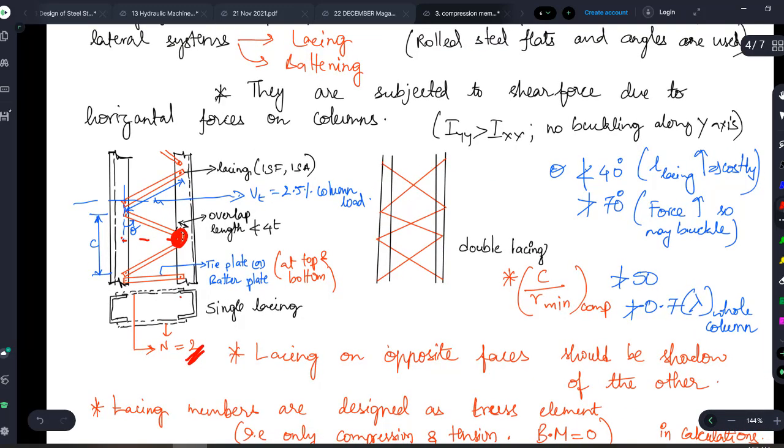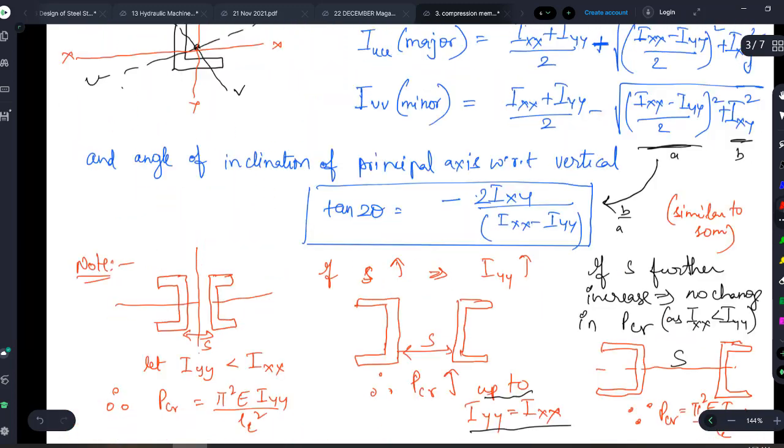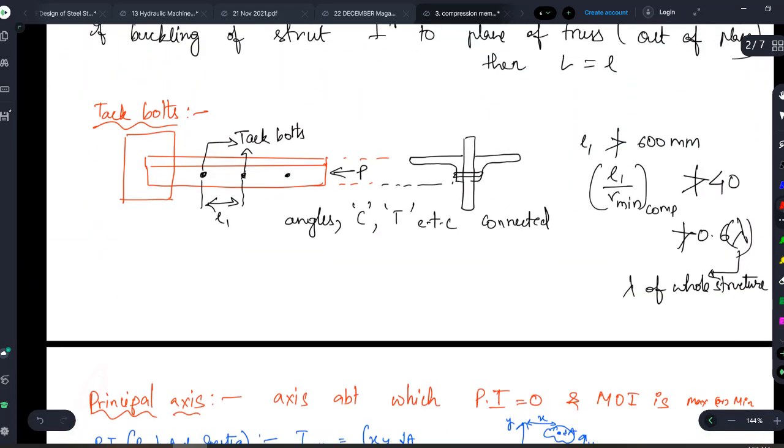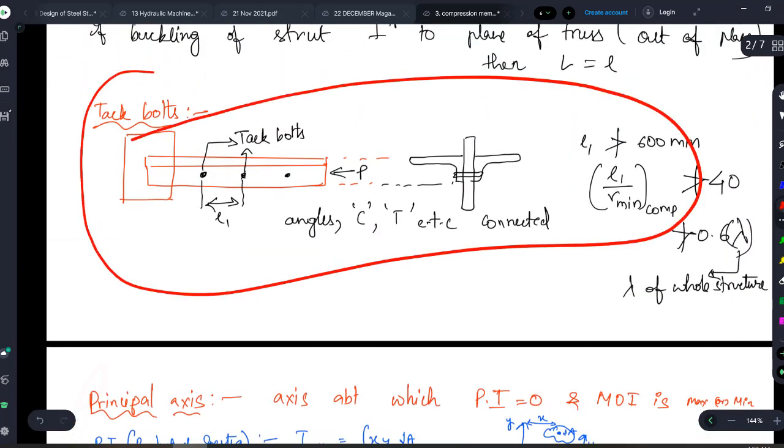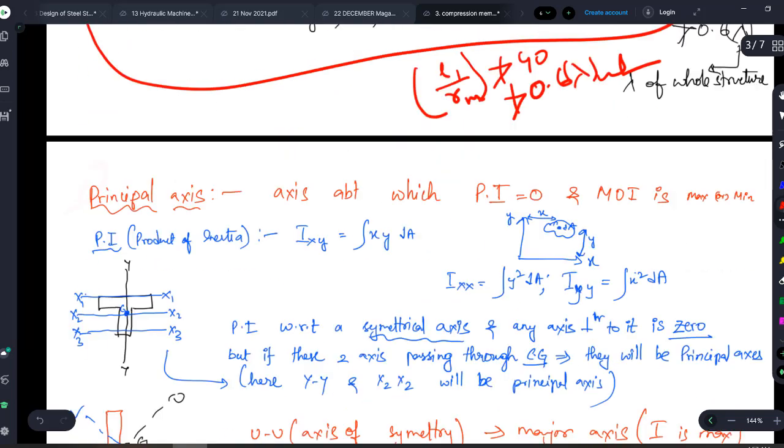So always remember this. Similar to that of our tag bolts, you might have remembered the tag bolts, right? In the last class I have taught you the tag bolts concept. So here I told you the L1, which is the distance between tag bolts, and R minimum ka ratio, it should not be greater than 40 and it should not be greater than 0.6 lambda of a whole structure. So I hope you remember that.